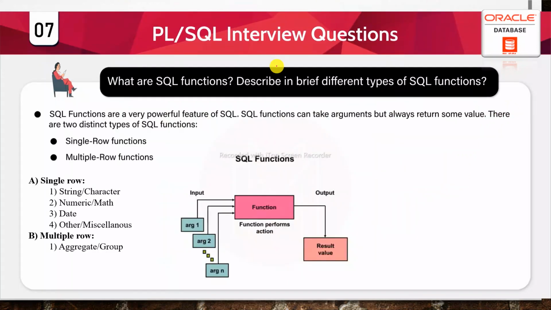Next, question number 7. What are the SQL functions? Describe in brief the different types of SQL functions. Basically, SQL functions are a very powerful feature of SQL. SQL functions can take arguments but always return some value. There are two distinct types of SQL functions: single row functions and multiple row functions. Single row functions return a single value for each row.